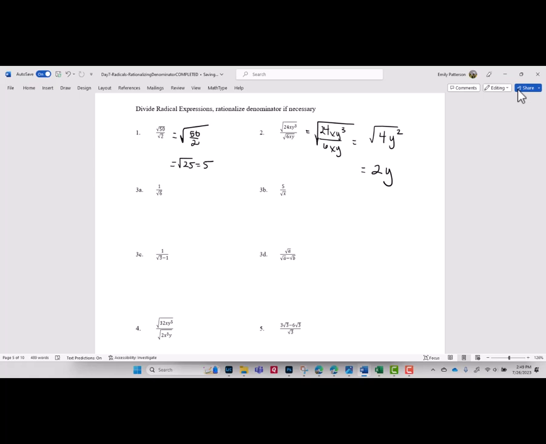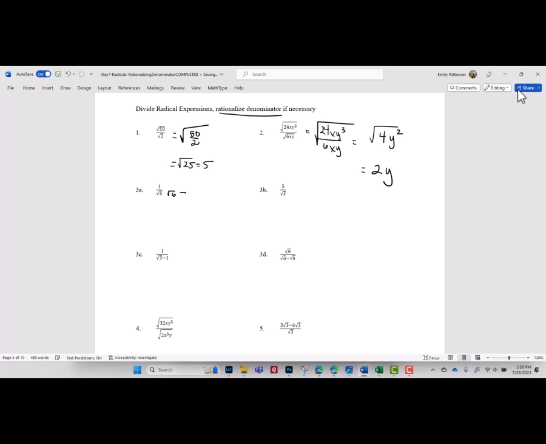But what if I can't divide it out? And this is where we come to rationalizing the denominator, meaning that I need to have a rational number in the bottom. Anything other than a perfect square in the denominator is irrational. So the simple thing is we're going to create a perfect square on the bottom. So if I have the square root of 6, well, I can multiply it by another square root of 6 down here.